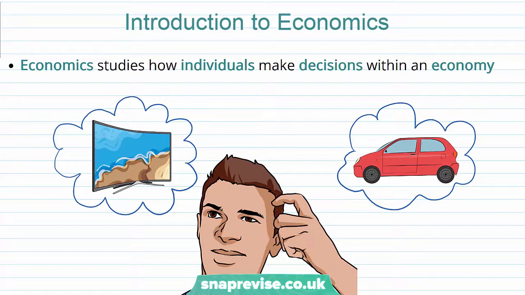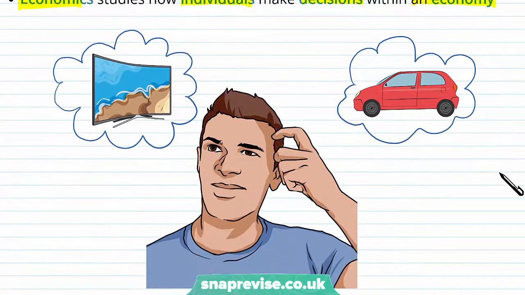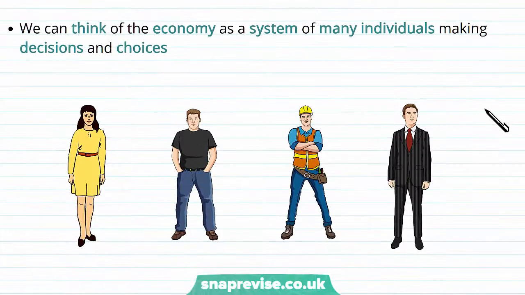Right, so what is economics? We're going to go through a bit of a narrative to try and understand what exactly economics is, and we are going to start off by thinking about decisions. So economics studies how individuals make decisions within an economy. So what we have right here is an individual who has to make a decision over whether to buy a new TV or a new car. And these sorts of decisions can be big and small and have to be made by individuals in an economy every day. And we can think of the economy as a system of many individuals making decisions and choices.